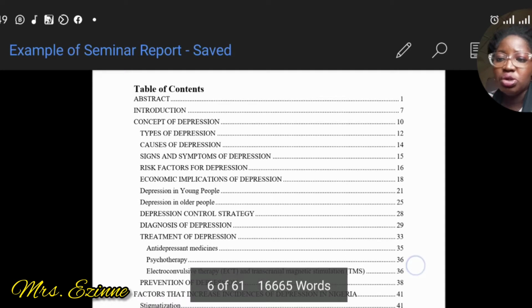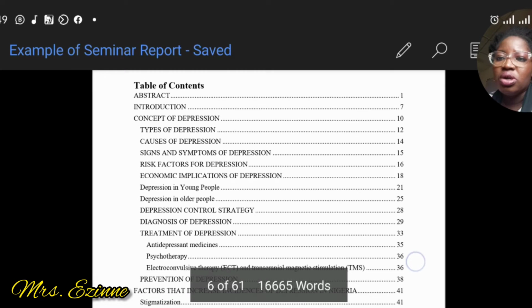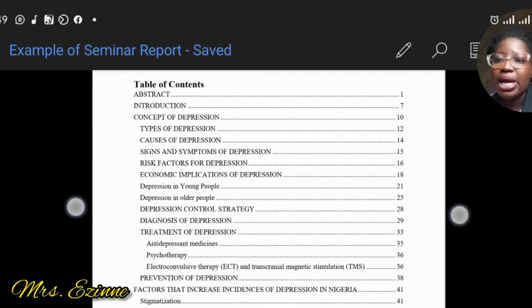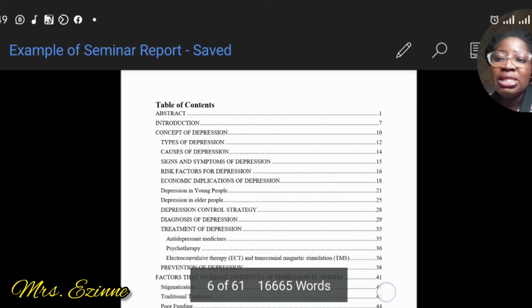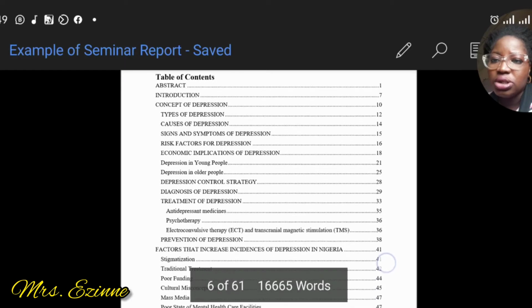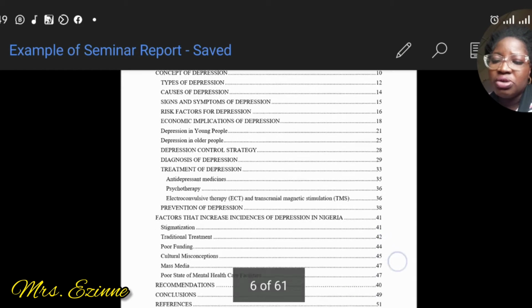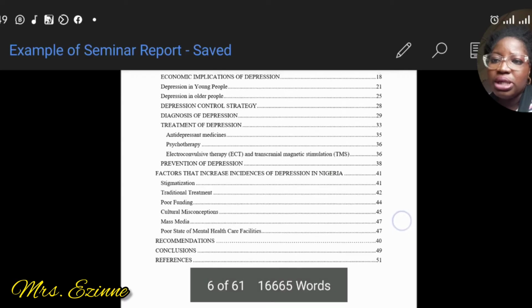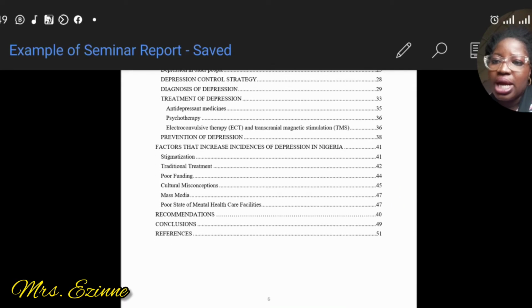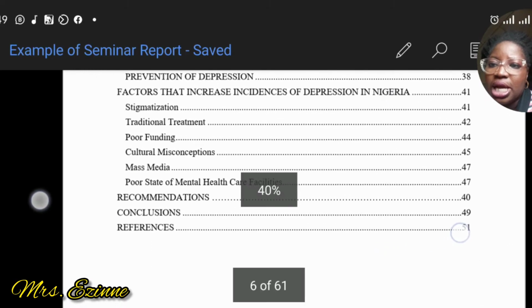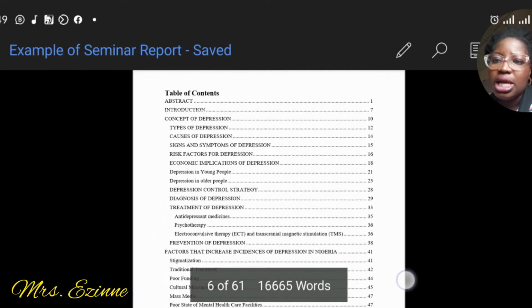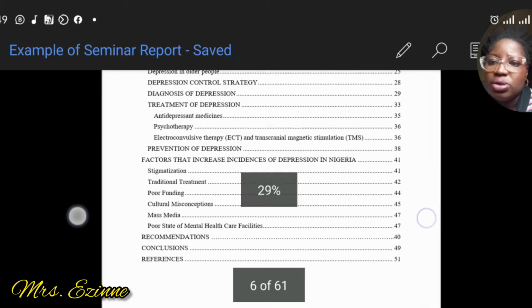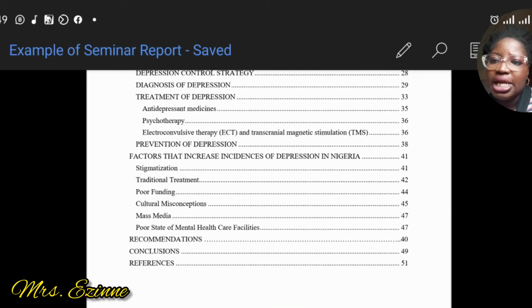I started with the introduction, then moved on to the concept of depression. This is my own school's guideline on writing seminars, and you can see I didn't divide it into chapters or sections, but it's written out straight. Okay, that is their own guideline. And I ended with recommendation and conclusion. I talked about depression, and of course I referred to it in my country, Nigeria.